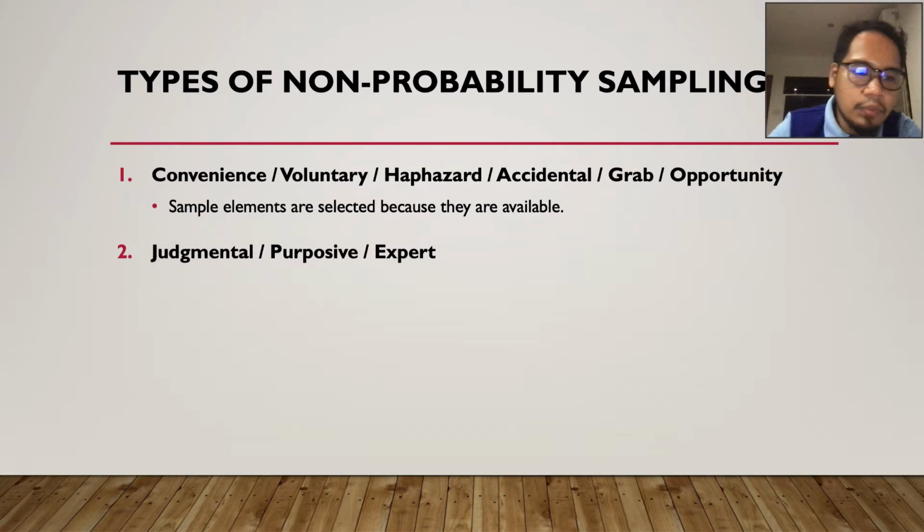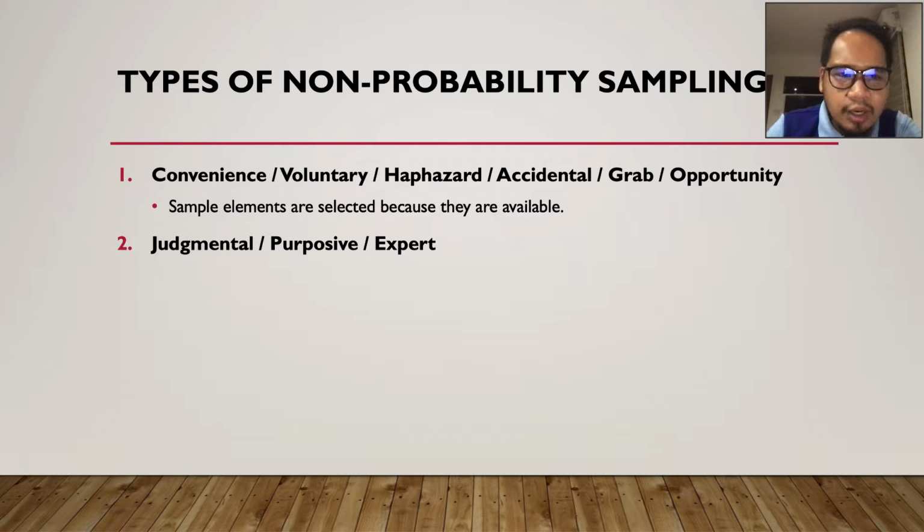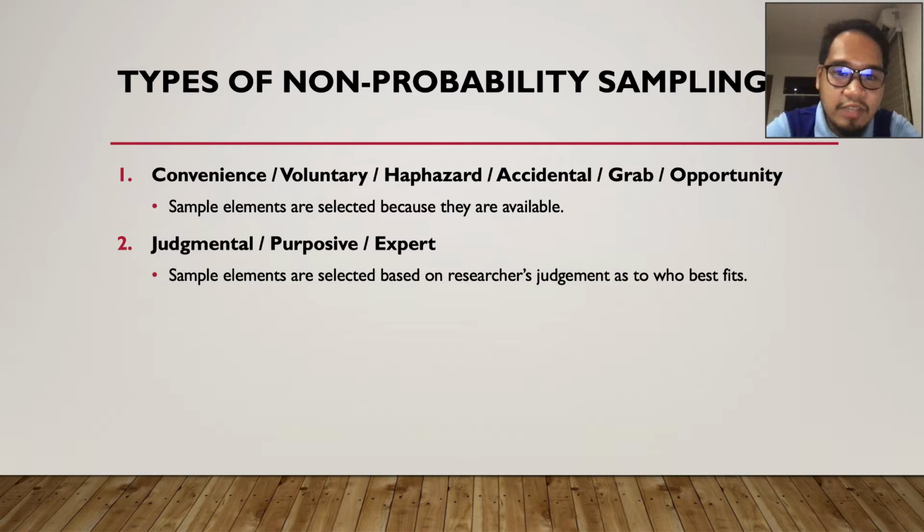Number 2 is what we call judgmental or purposive or expert sampling. Some books even call this subjective sampling. Basically, all of them are subjective. So judgmental or purposive sampling is a type of sampling where sample elements are selected based on the researcher's judgment as to who best fits the criteria given here. So the sample that is selected is based on the characteristics of a population and the objective of the study.